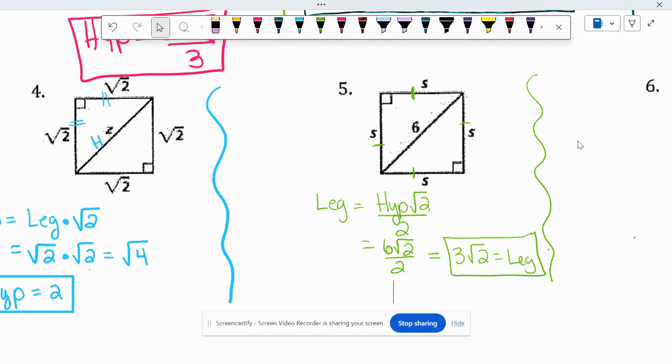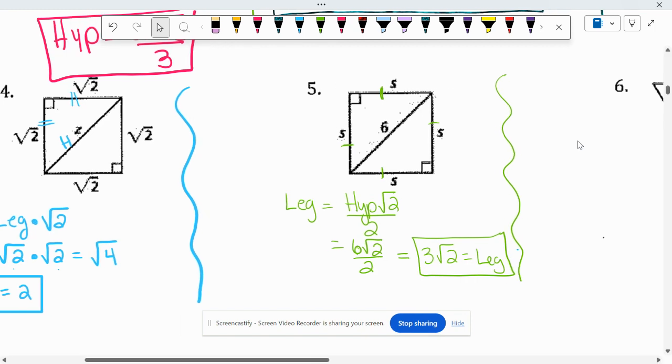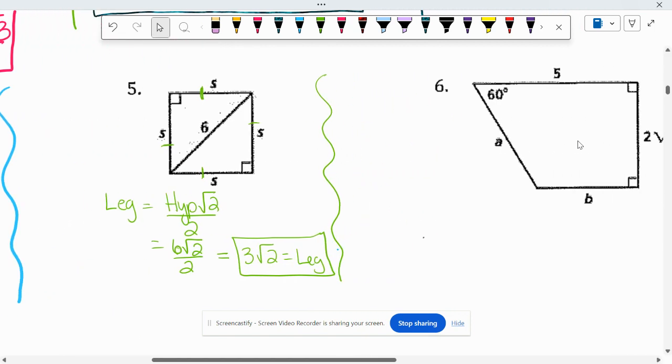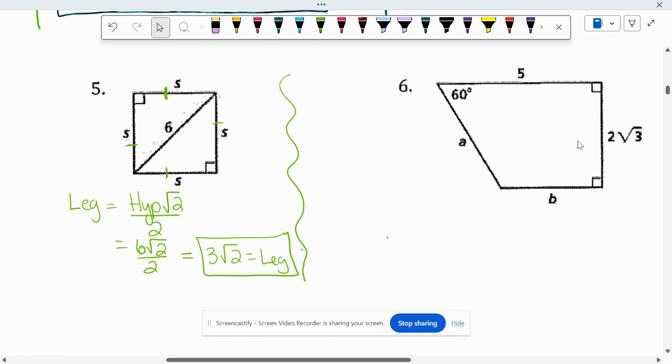Garrison, you ready for number 6? Number 6? It does look scary. Who said they can do it? Tyler, you got it? Oh.